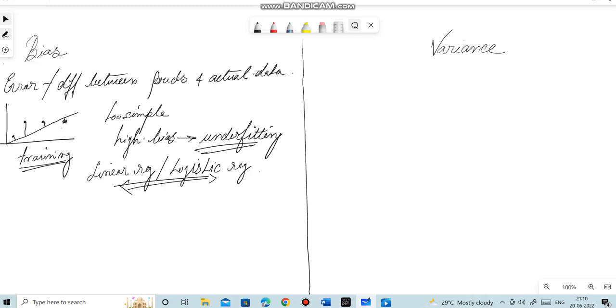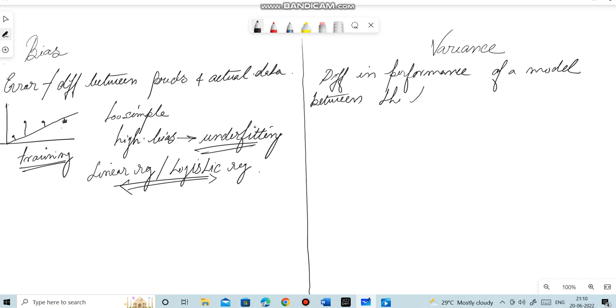What does variance mean? Variance is nothing but the variability of the model performance or prediction when a new data point is given to it. That is, the difference in performance of a model between the training and test sets. Let's visualize it.